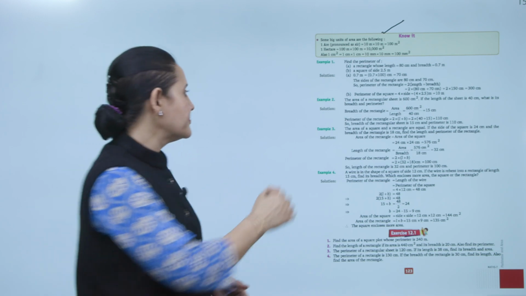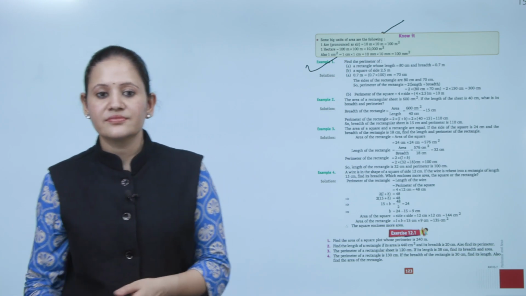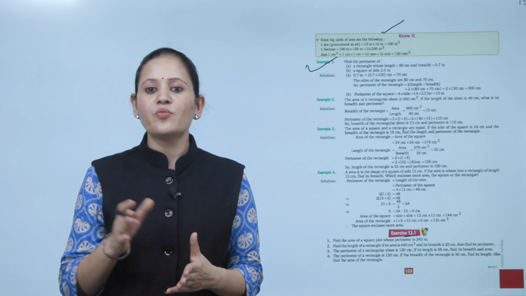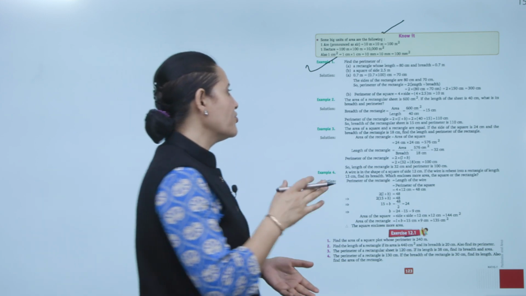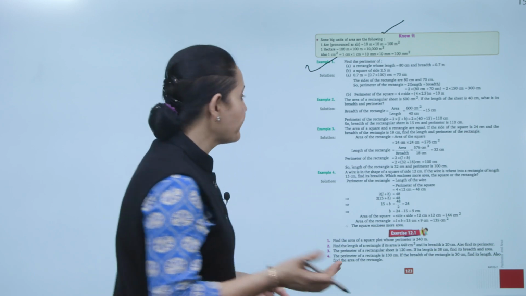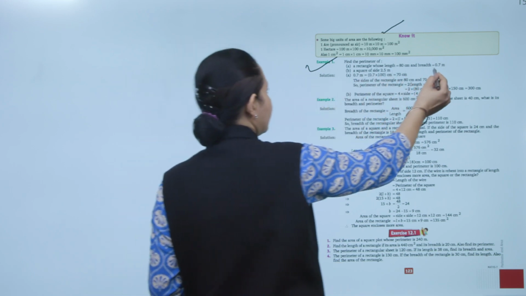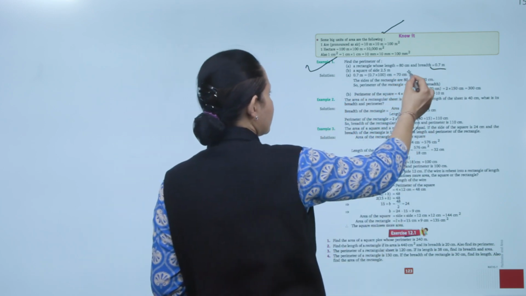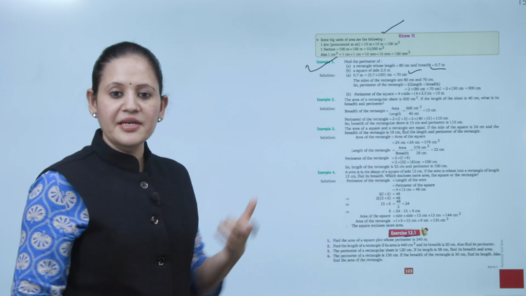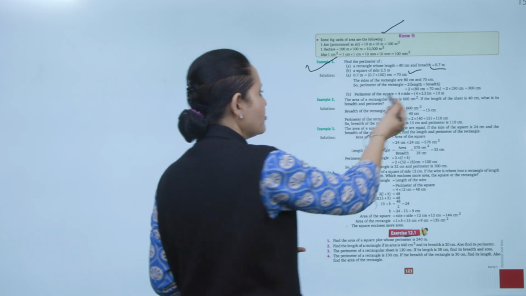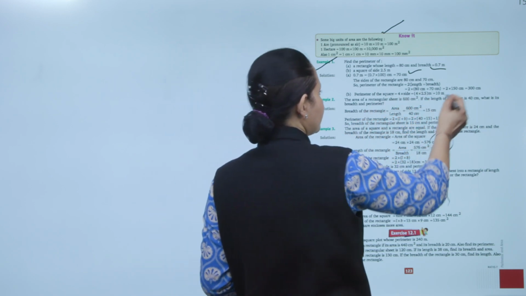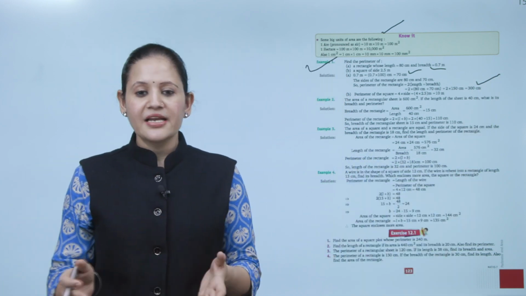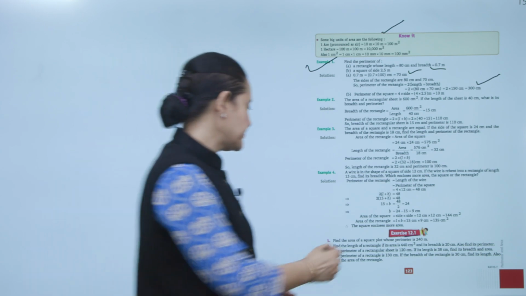Now we'll take an example here. Find the perimeter of a rectangle whose length is 80 centimeter and breadth is 0.7 meter. So here we have to find the perimeter. Length and breadth are given. So first we'll check the unit. Meter we will convert into centimeter, so multiply by 100, that is equal to 70 centimeter. Now perimeter of the rectangle, 2 into (length plus breadth), we'll put the respective values. 2 into (80 plus 70), that is equal to 2 into 150, 300 centimeter. That is the perimeter of the given rectangle. Clear? Next is exercise 12.1.